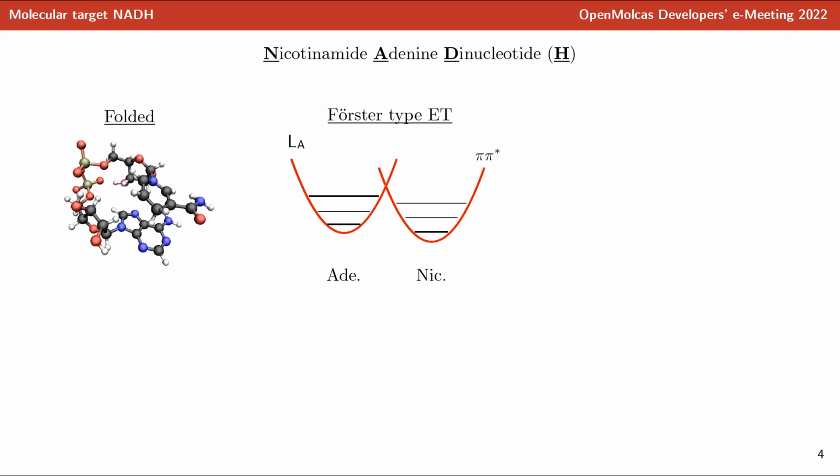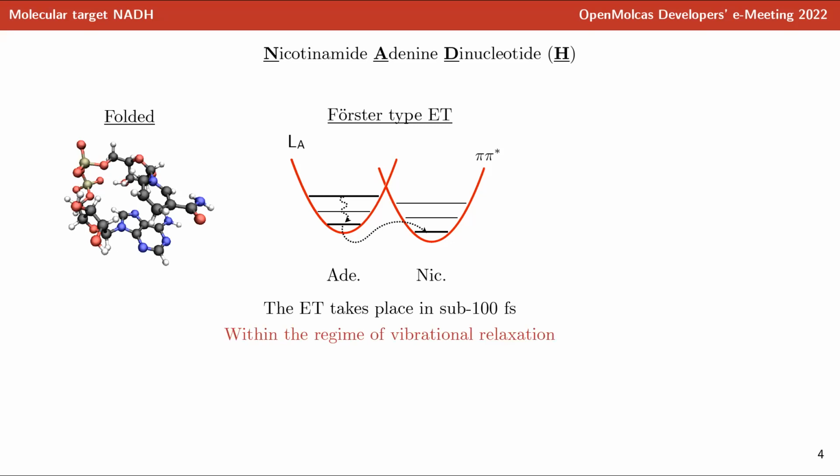What we know about this kind of process until now is that it is typically modeled as a Förster type energy transfer, and in this process, the excited state of the donor, which is prepared by the pump pulse, is relaxing to its minimum, and then once it is there, resonantly transfers energy to the acceptor, which is in this case nicotinamide. But recent experiments show that this process takes place in sub 100 femtoseconds, which is actually the regime of the vibrational relaxation, and so it cannot be a simple Förster type energy transfer.